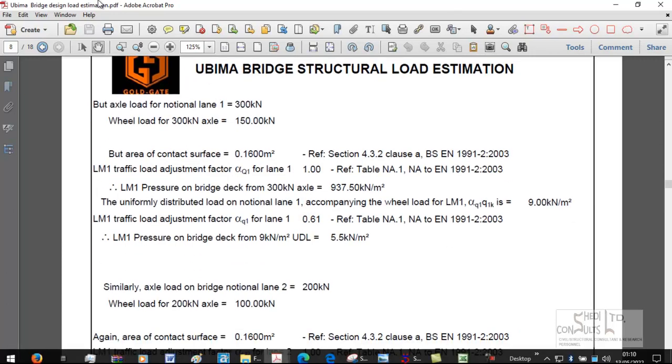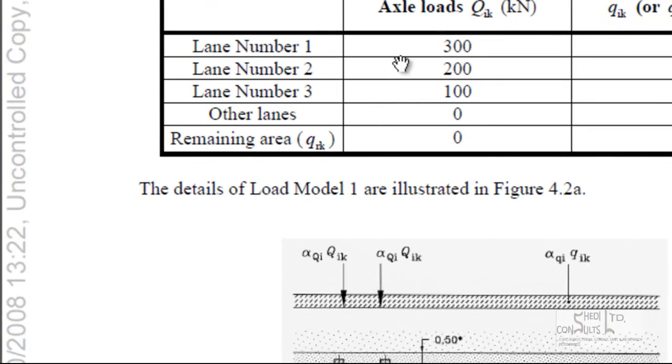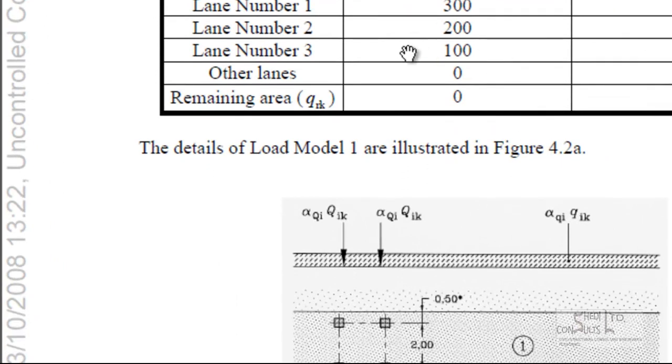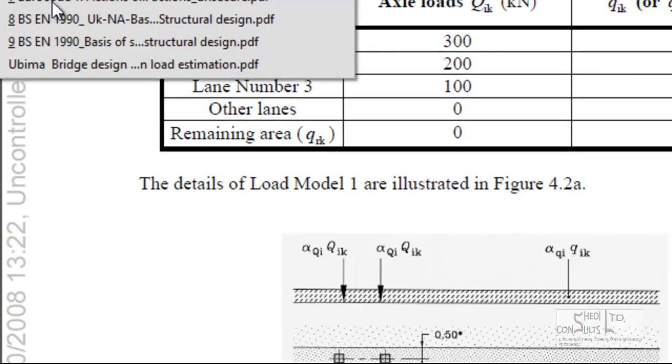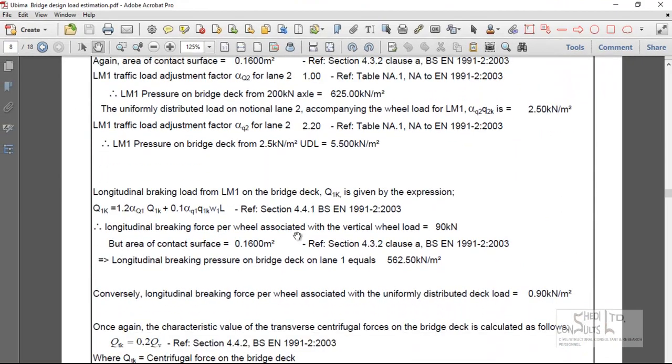Okay, this requirement is captured succinctly in Table 4.2 of Eurocode 1.2. It specifies the axial load for lane 1, and then that for lane 2, that for lane 3, and the corresponding uniformly distributed load, which is the pressure load that accompanies the axial load. So this is what you're going to compute, and then you're going to apply them correctly.